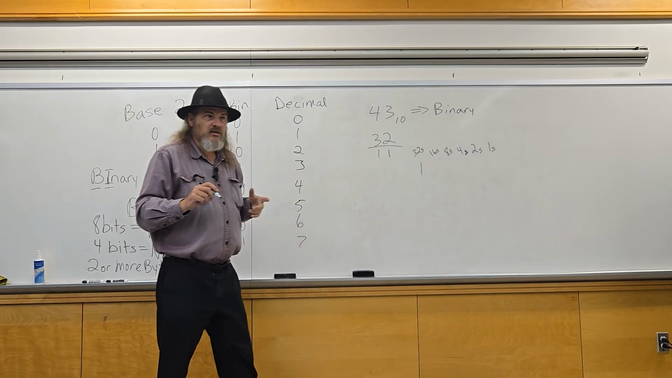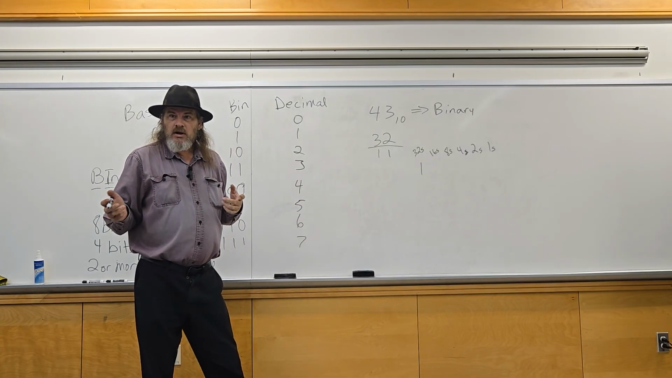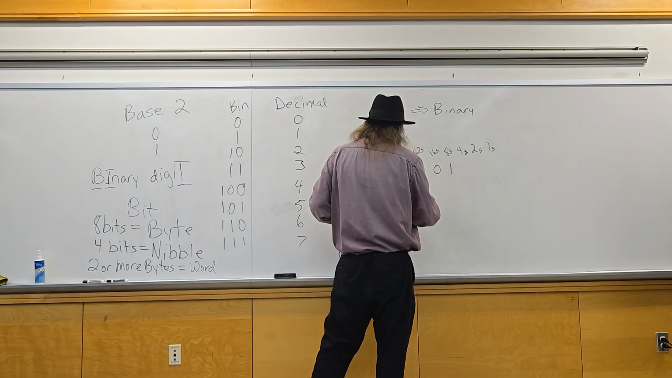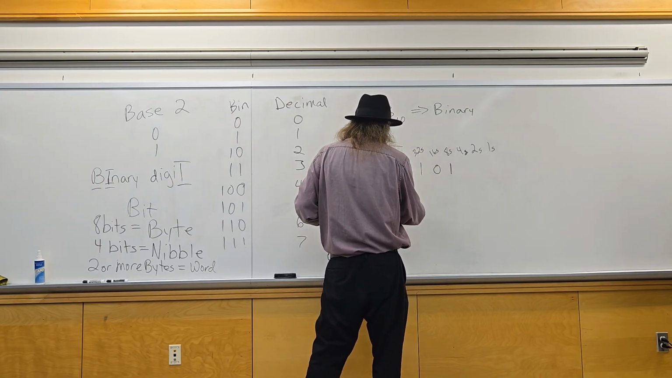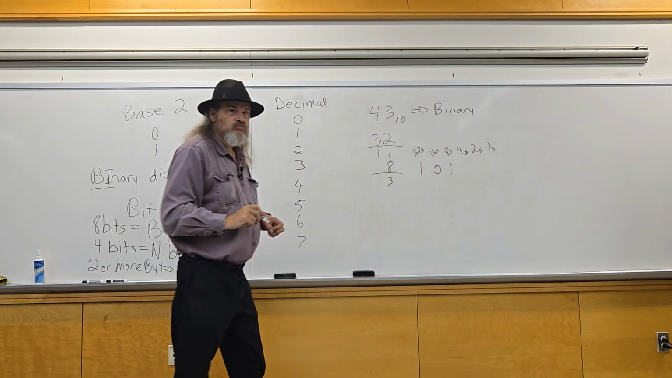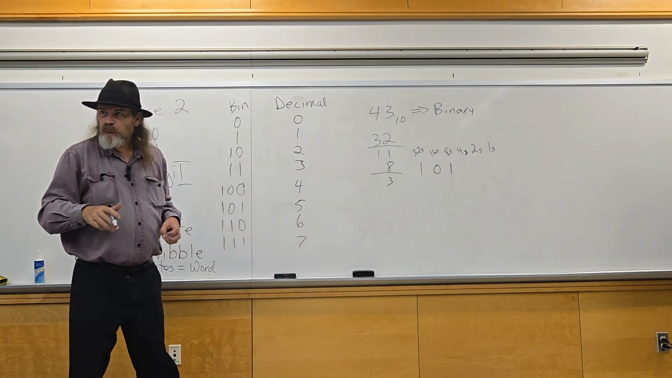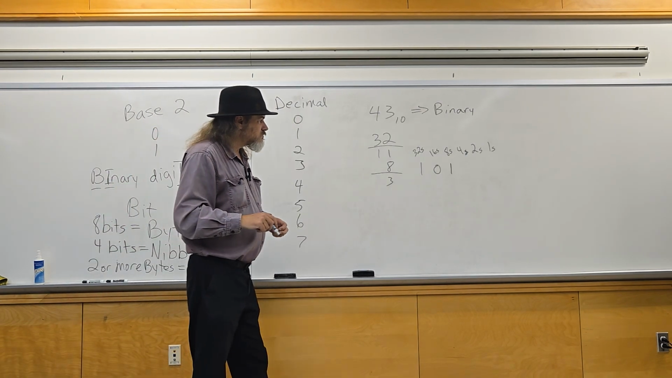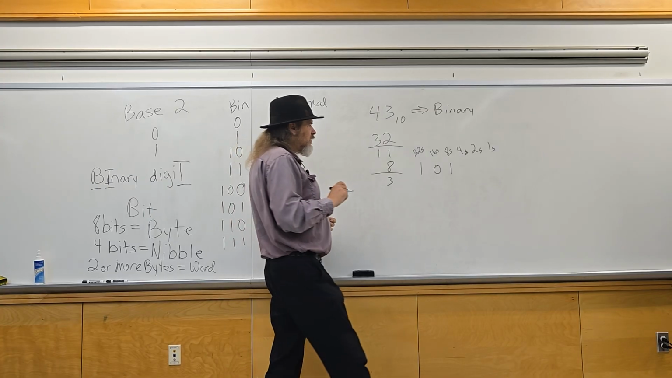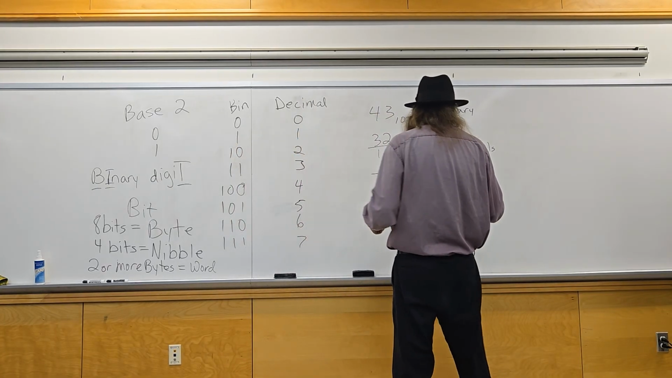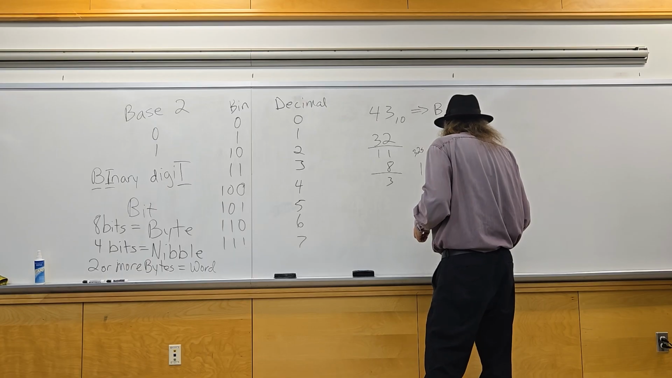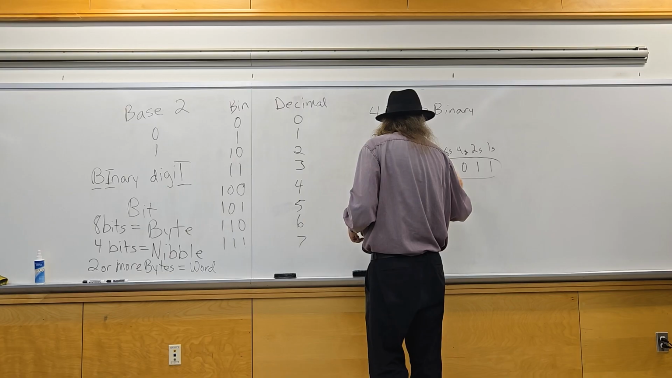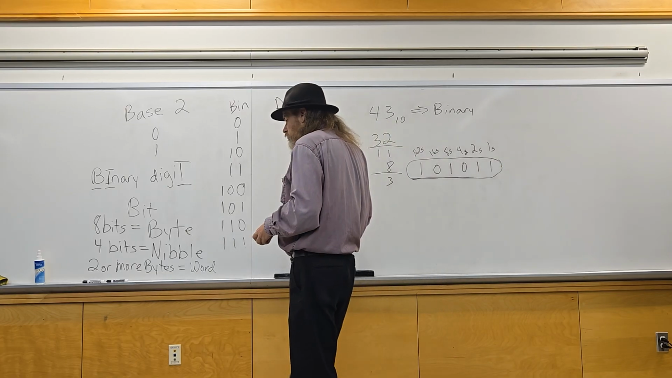What's the highest power of 2? 8. So no 16s. Put a 1 in the 8 spot. Gives you 3. And keep doing this over and over, subtracting powers of 2 without going negative. So there's no 4s in 3, but there is a 2 and a 1. So this is the right answer.